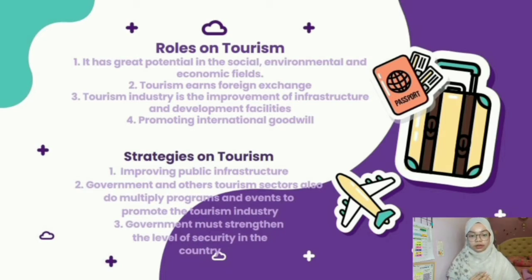The second one is that the government and other tourism sectors also do multiple programs and events to promote the tourism industry. The third one is the government must strengthen the level of security in the country. This causes concern among tourists, especially foreign tourists who want to visit Malaysia. To overcome this problem, the authorities must implement security initiatives within the country as a whole, for example, increasing the number of security personnel at tourist locations.